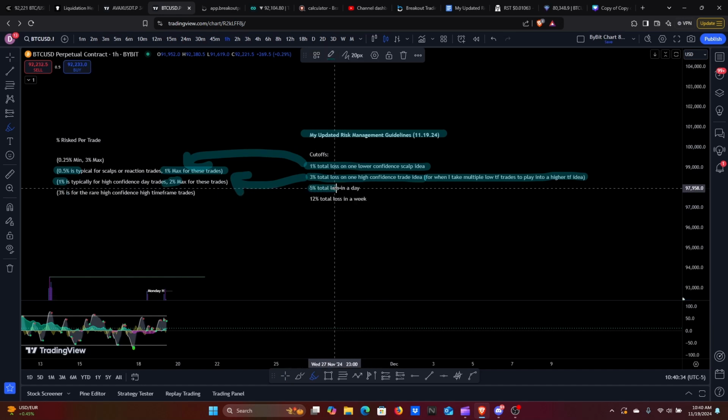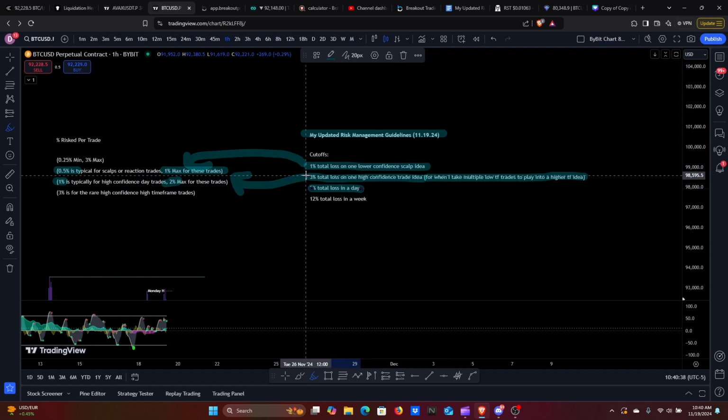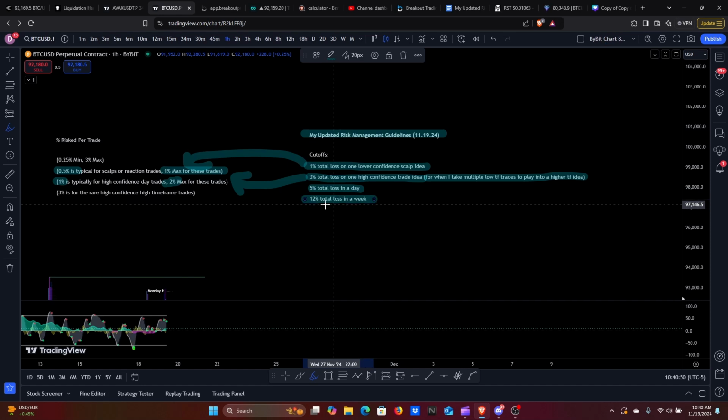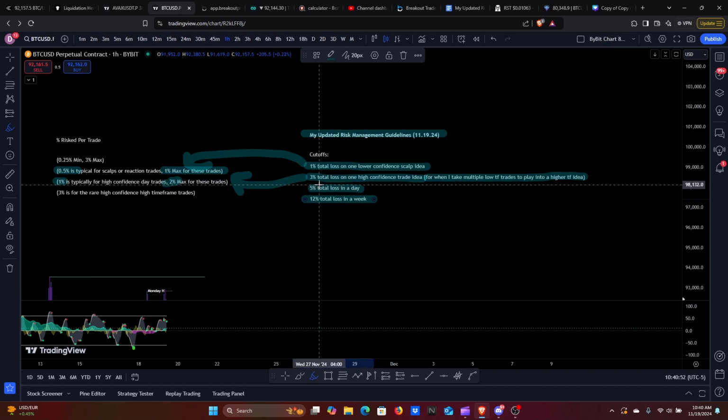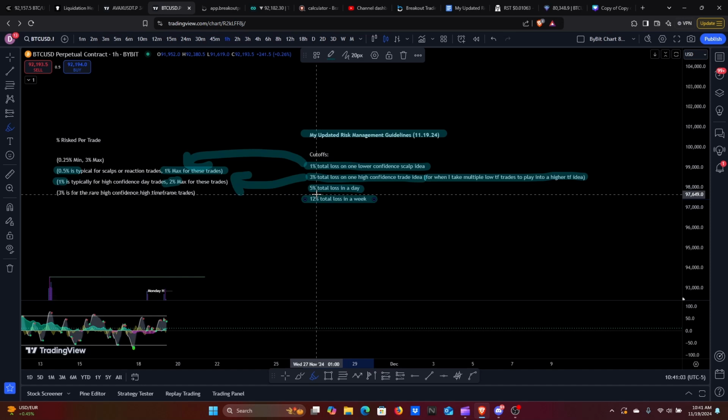So if I take a 5% total loss in a day, I'm done trading for the day. I will wait until the next day and I'll look at a fresh chart. I'll look for new setups, new ideas. This helps prevent a downward spiral because I know as well as probably most of you know that once you take a loss, you are more susceptible to taking more losses, especially if you let those losses get to you and mess with your mental.